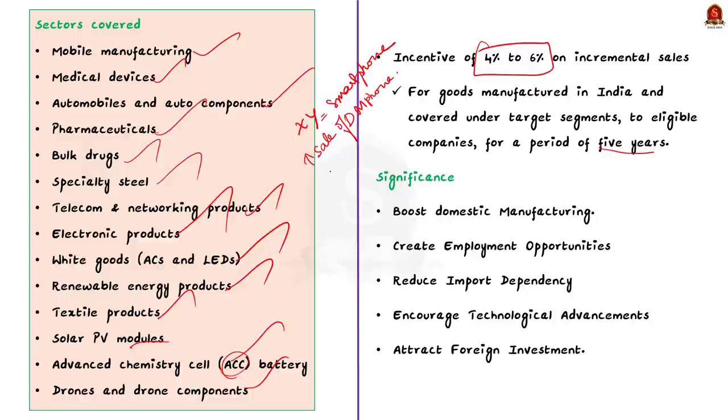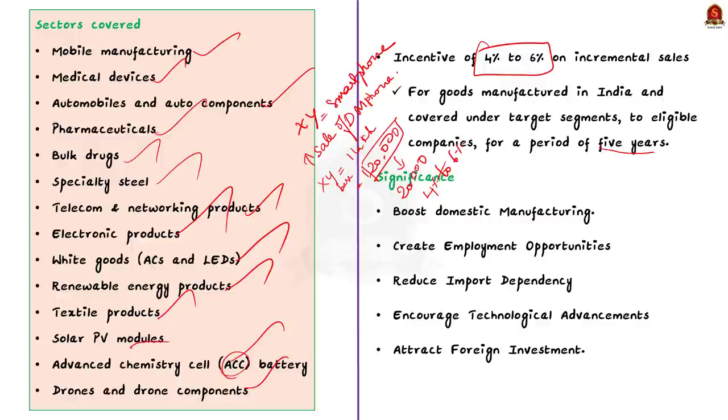Let's say in the base year, XY sold 1 lakh smartphones. Now in the following year, XY manages to sell 120,000 smartphones, then they would be eligible for incentives on the 20,000 incremental units sold. The incentives provided would be in the range of 4% to 6% of the value of those 20,000 additional smartphones. This is how the PLI scheme actually works. Now let us see why this scheme is significant.